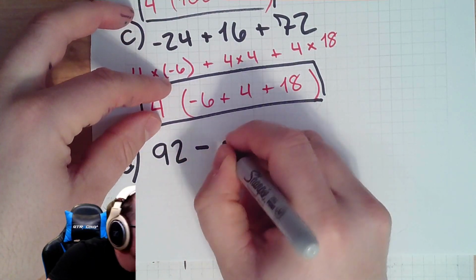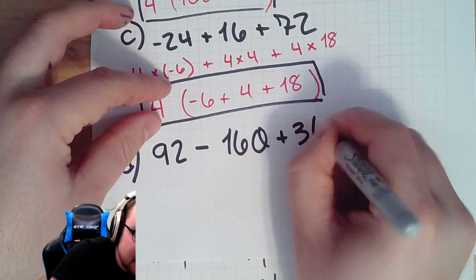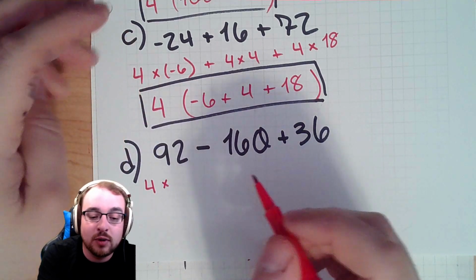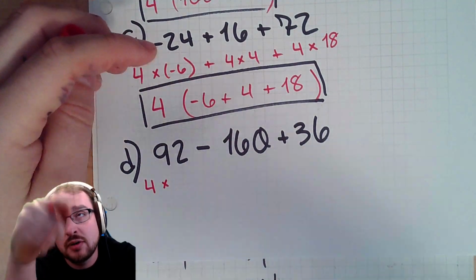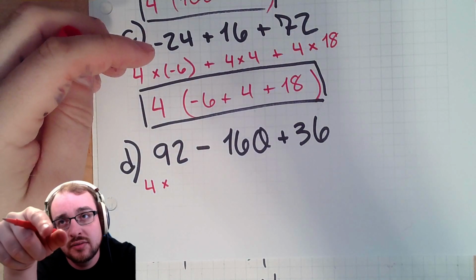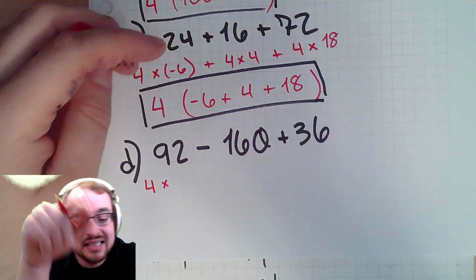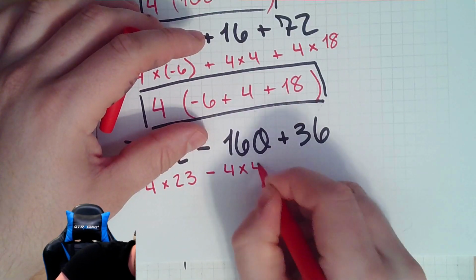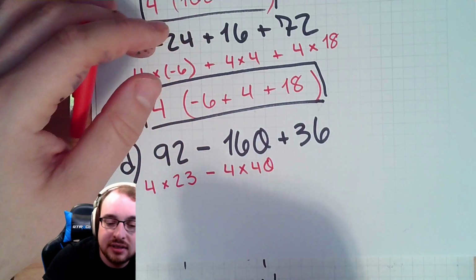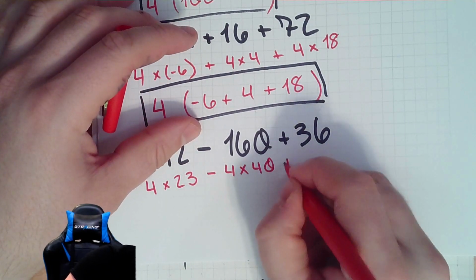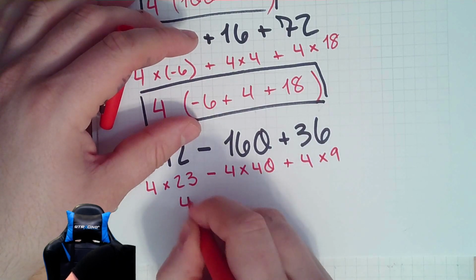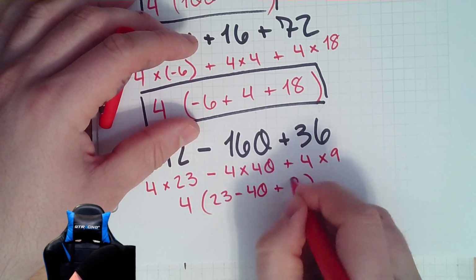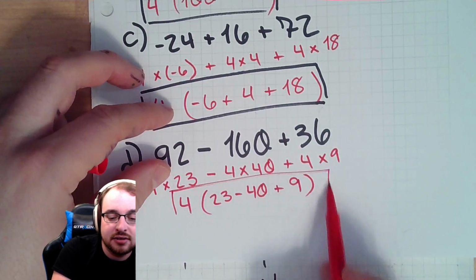Lastly, part D, 92 minus 160 plus 36. Once you figure out that 92 is the same thing as 4 times, well, 4 times 20 is 80. So 21, 84, 22, 88, 23, 92. Minus 4 times 40, that's what 160 is, because 4 times 4 is 16. So 4 times 40 is 160. And this is plus 4 times 9. Once you figure those out, then you'll know that we're left with 23 minus 40 plus 9. So there's our factorization for these 3 terms.